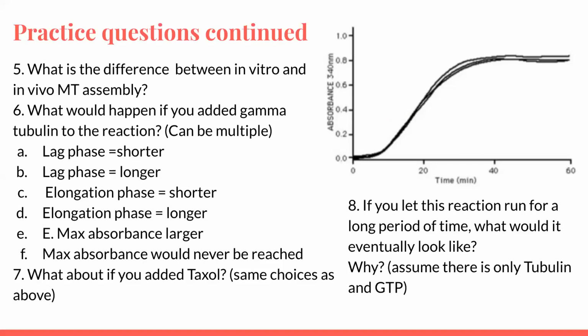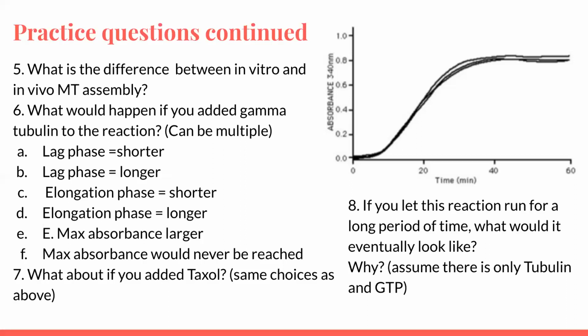Oh yeah, I can see how you think that. Because if Taxol is constantly stabilizing, you wouldn't have equilibrium be reached. Right. Exactly. And elongation phase would essentially just continuously occur. Would that make elongation phase longer? And are we talking about elongation phase in terms of time or in terms of the velocity?